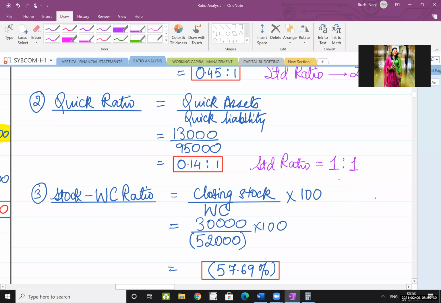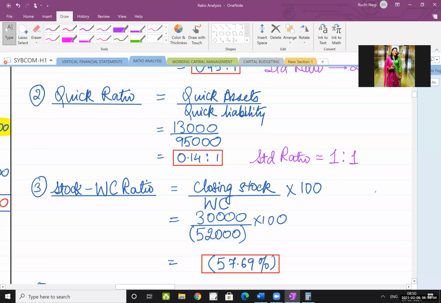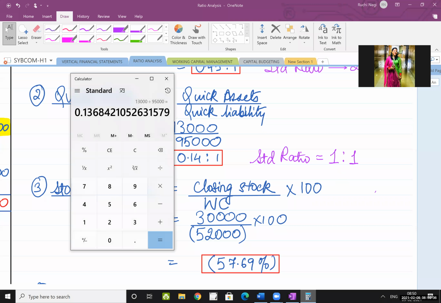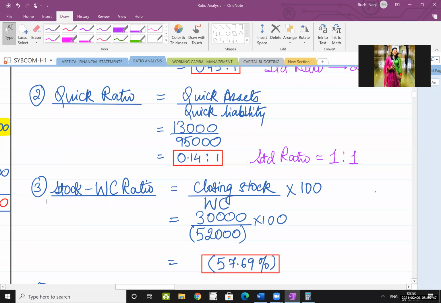Okay, so yeah, closing stock is 30, working capital is negative, so obviously the answer that you get will be also negative. So 30,000 divided by 52,000 into 100, 57.69. So obviously stock to working capital ratio should be positive, not a negative. So obviously you need to look into the business. That's an indication.